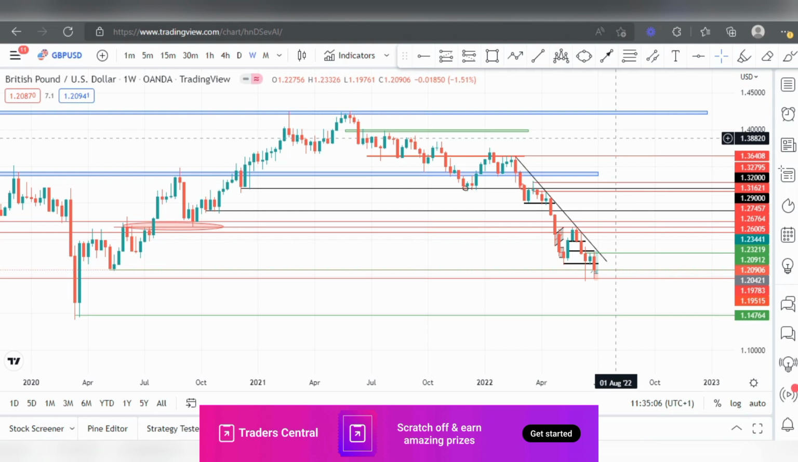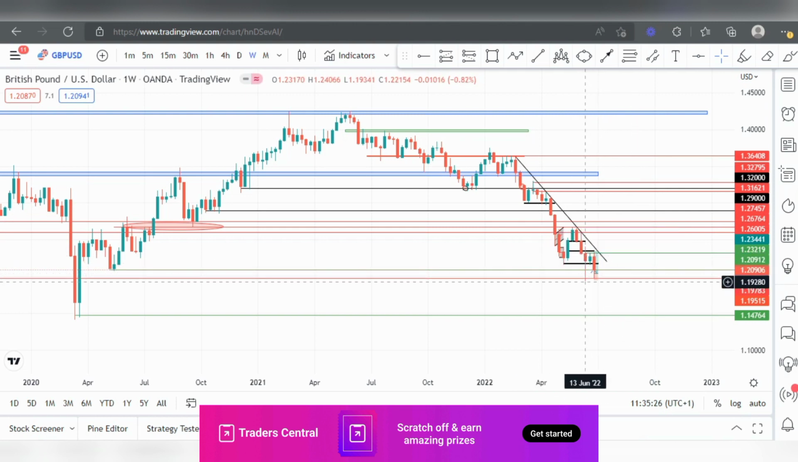In this video, I want to talk about my analysis for GBPUSD, and as usual, I'll start with the weekly time frame and work my way down to the 4-hour time frame. Now, on the weekly time frame, we can see that price has gotten down to this resistance support level around the 1.20 area, and then rejected off it as well.